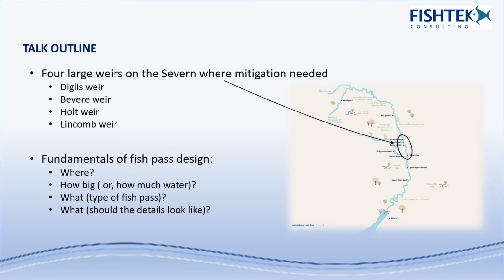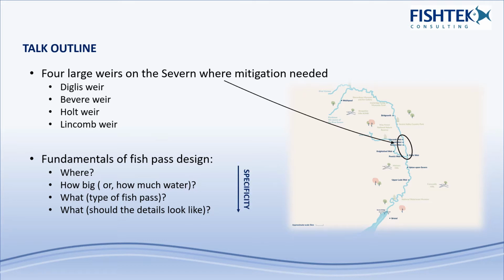The talk will be focused really around the fundamentals of fish pass design. So questions like, where do we build the fish pass? How big should it be? And for that matter, how much water should it take? What type of fish pass do we need? And what should the internal details of that fish pass look like?